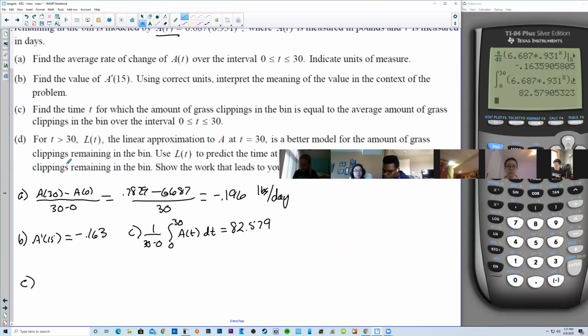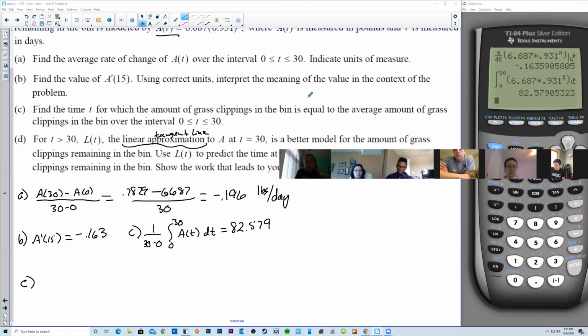Letter D. For t greater than 30, L of t, the linear approximation to A at t equals 30, is a better model for the amount of grass clippings remaining in the bin. Whenever you see linear approximation, it's tangent line. That's all it means. It's just a fancy terminology for tangent line. Use L of t to predict the time at which there will be 0.5 pounds of grass.